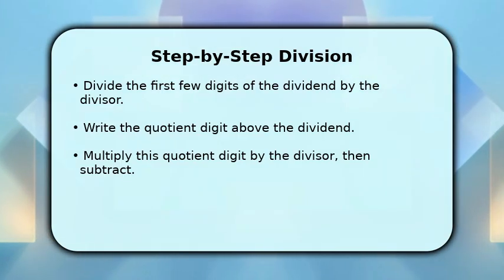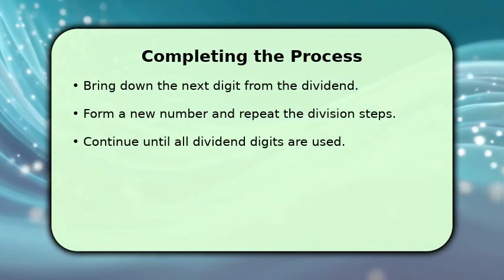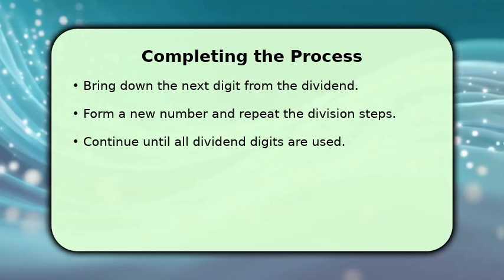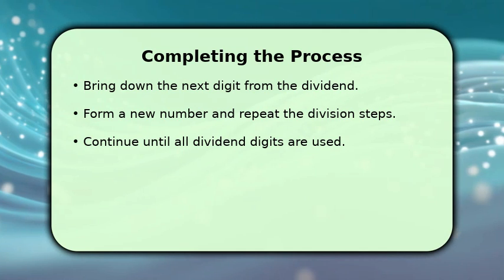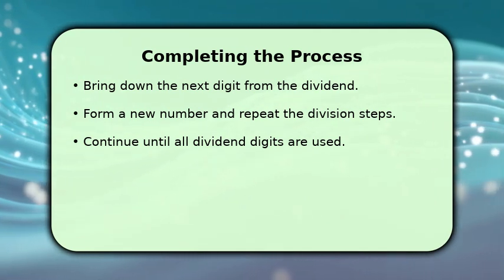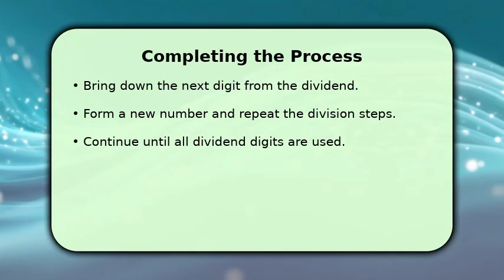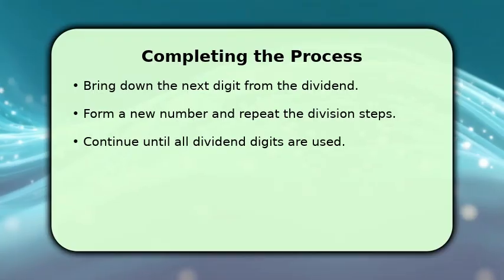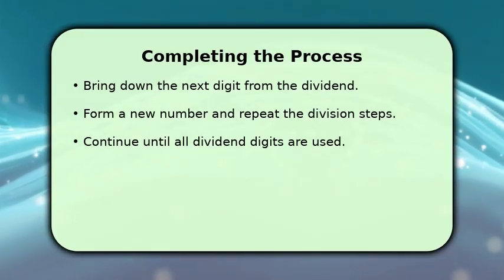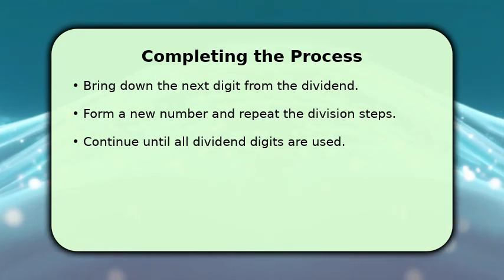you just used. After subtracting, bring down the next digit from your original three-digit dividend to form a new number. This new number becomes your next mini-dividend. Repeat the entire process. Divide this new number by your divisor, write the quotient digit, multiply, and then subtract. Keep going until you have brought down every single digit from the original dividend and perform the final subtraction.